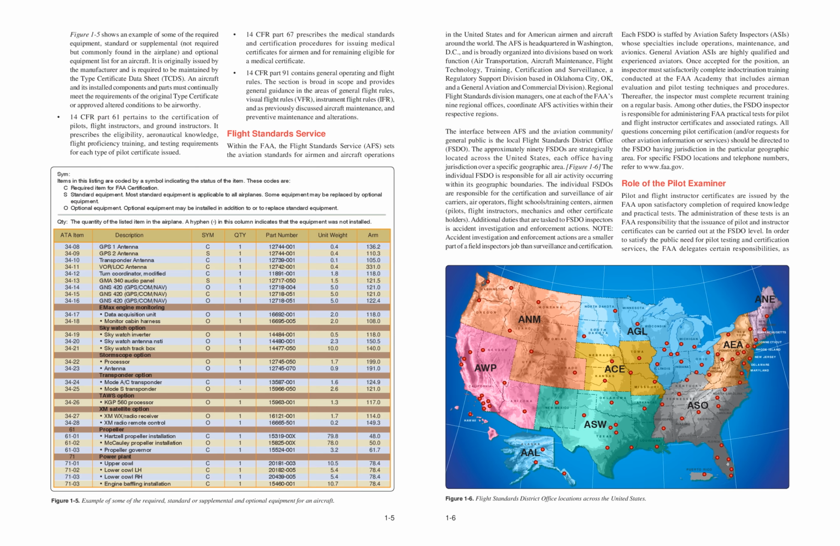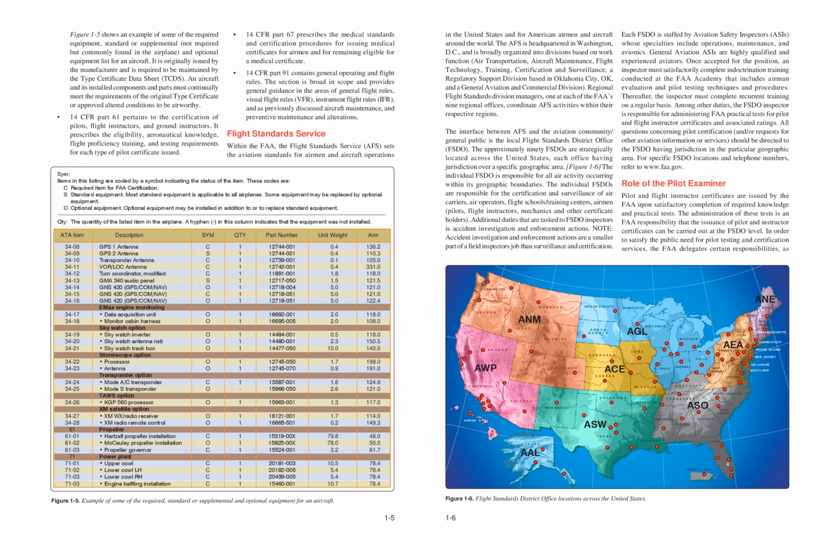Part number. Unit weight. 34 to 08, 34 to 09, 34 to 10, 34 to 11, 34 to 12, 34 to 13, 34 to 14, 34 to 15, 34 to 16, 34 to 17, 34 to 18, 34 to 19, 34 to 20, 34 to 21, 34 to 22, 34 to 23, 34 to 24, 34 to 25, 34 to 26, 34 to 27, 34 to 28. 61. 61 to 01, 61 to 02, 61 to 03. 71. 71 to 01, 71 to 02, 71 to 03, 71 to 03.